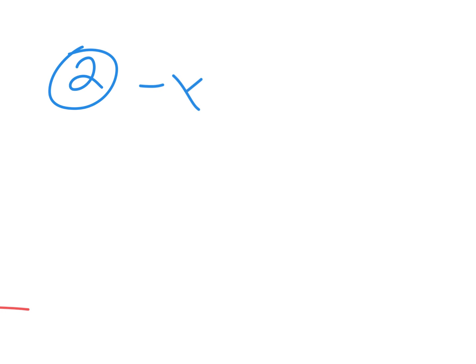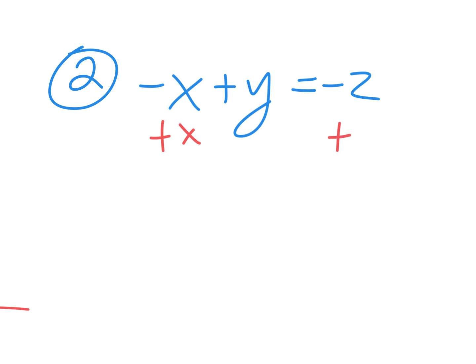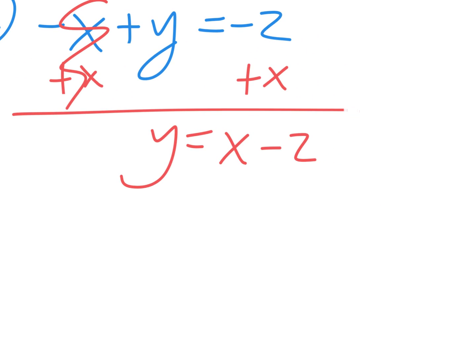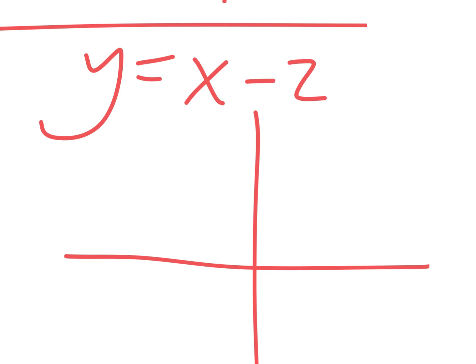Negative x plus y equals negative 2. And I feel like I've seen this one before. I'm adding x, y equals x minus 2. But then I think the point is to graph it, right? So you solve it for y like that. Jackson, tell me where I'm supposed to start in graphing this thing. Yep, negative 2, right here. And that is right here. I'm going down a couple, I'm putting a big blue dot there.